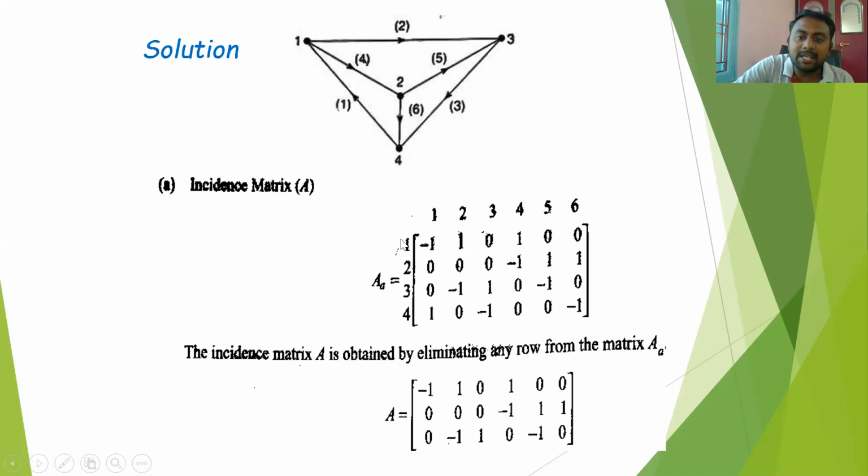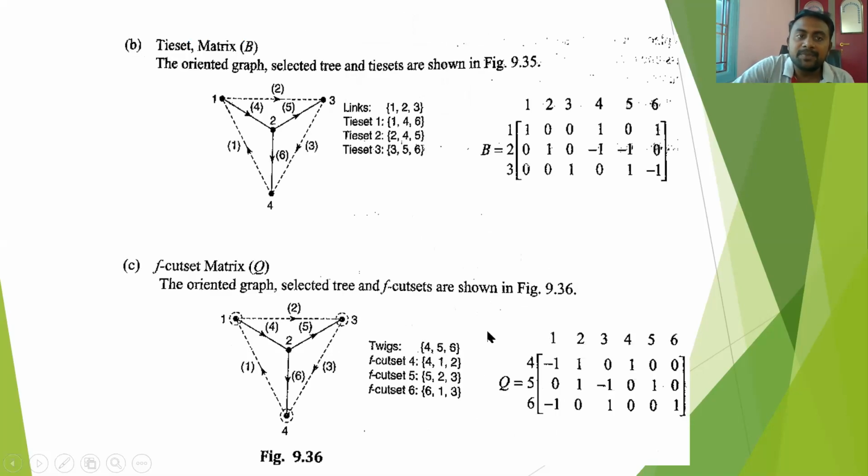From the basic incidence matrix, we write the matrix A, the reduced incidence matrix, by removing the reference node, that is the last row. I am removing the fourth one. So for node 1, node 2, and node 3, with respect to the 6 branches, we get the incidence matrix A. For the second one, we are writing the tie-set matrix.